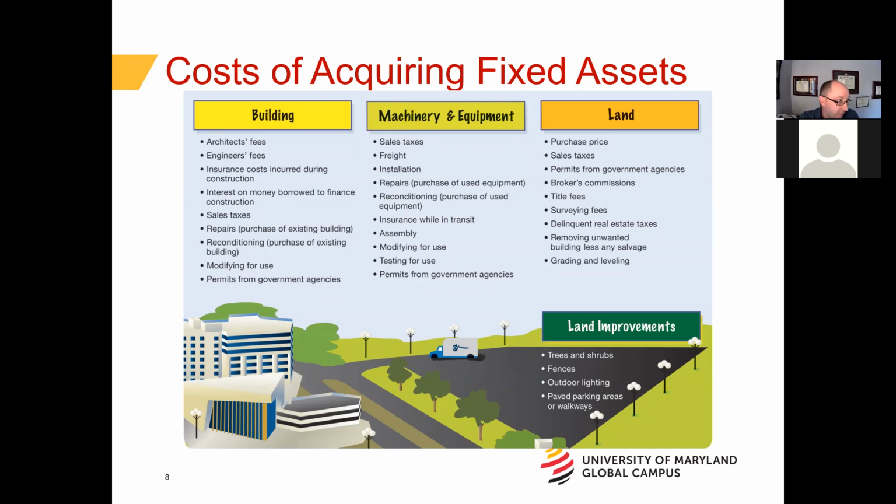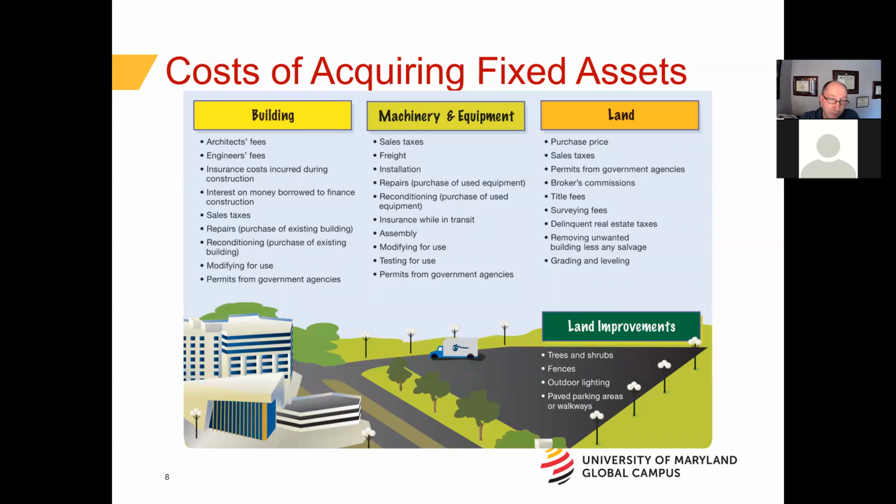With any type of investment, there are costs associated with the acquisition of that investment. So here's a couple of examples. We have building, machinery, equipment, land, and land improvements. Building, if you're erecting a building like a factory, you're going to have architectural fees, engineering fees, insurance, interest on any financing for construction, sales tax, repairs, reconditioning, modifying for use, permitting, all of that wonderful stuff. And the list goes on and on and on.